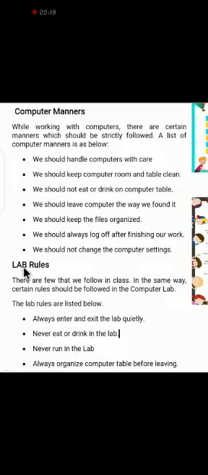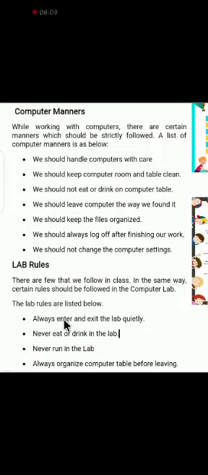Now move to the next topic, which is lab rules. There are a few rules that we follow in class, in the same way certain rules should be followed in the computer lab. As we follow different rules in the classroom, in the same way we have to follow some rules in computer lab. The lab rules are listed below.